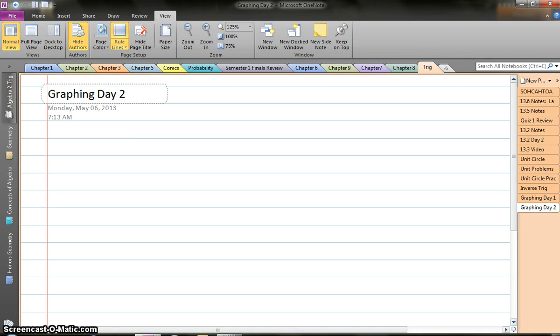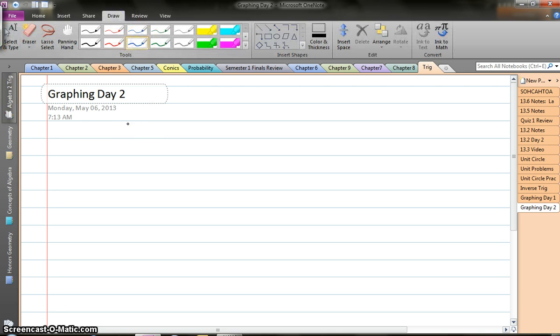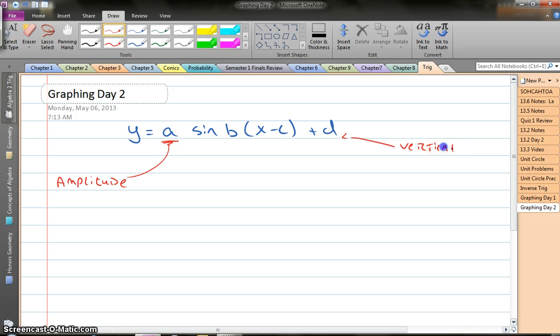All right, graphing day 2. Now, I kind of gave you a preview in class, but now our main formula is y equals a times the sine of b times the quantity x minus c plus d. Each piece of this formula tells us something. What we learned yesterday was a is my amplitude, and d was my vertical shift. That moved us up and down.